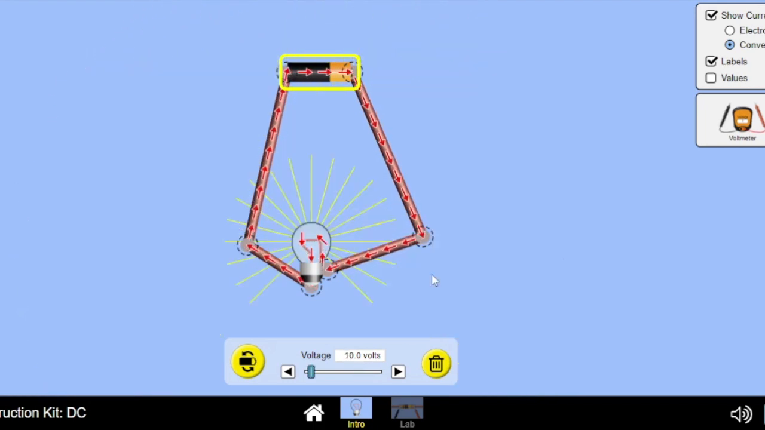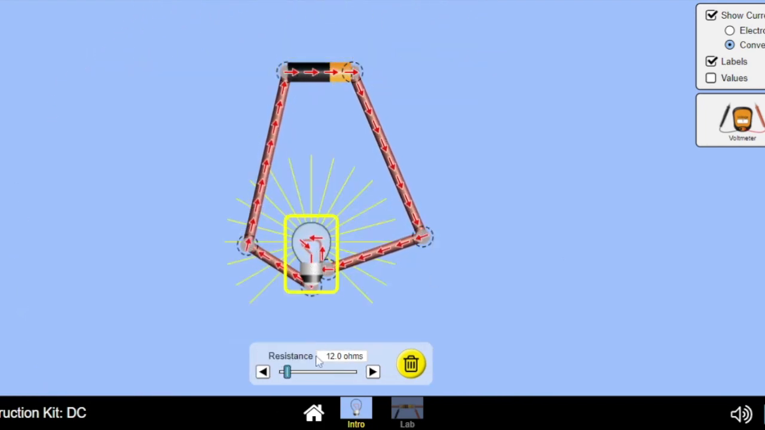And now letter D, we want to increase the resistance and keep voltage the same and notice what happens to current. If I increase resistance, I can see that my little current arrows are actually moving slower and slower and slower. So increasing the resistance is going to decrease the current.